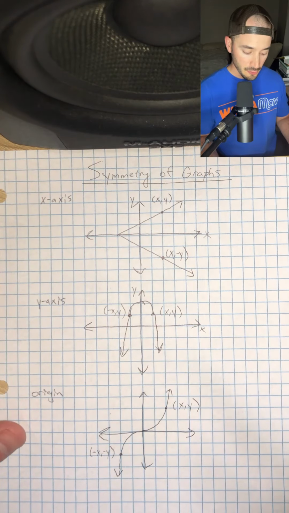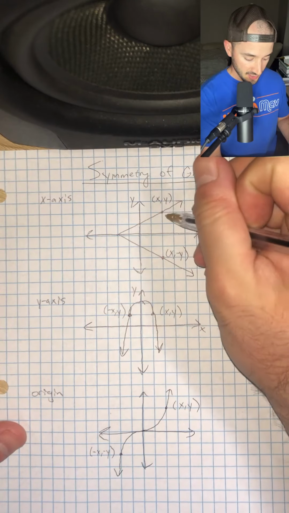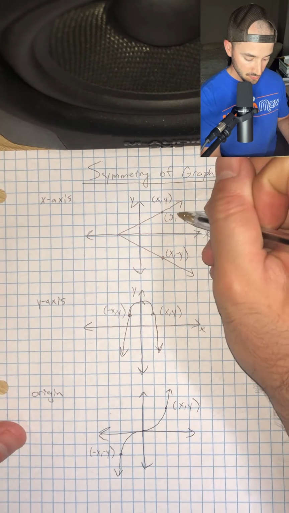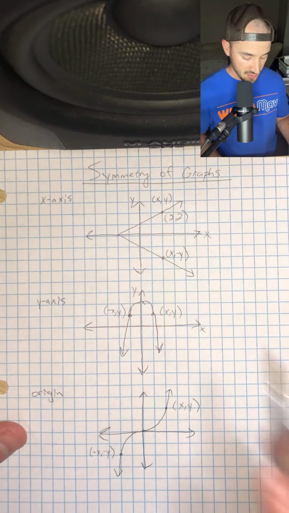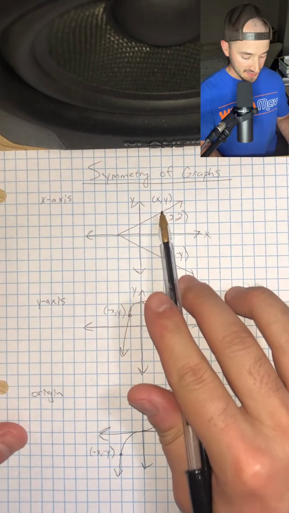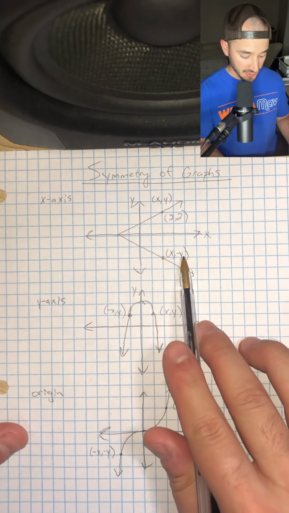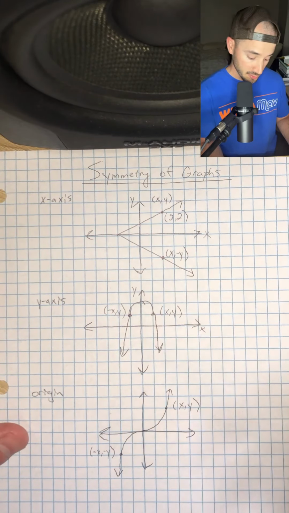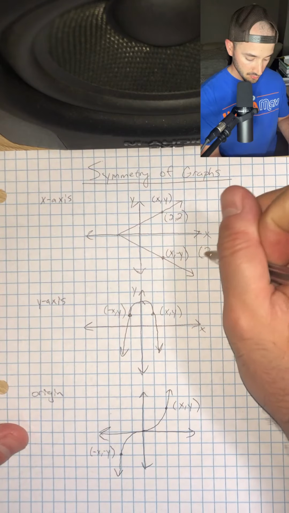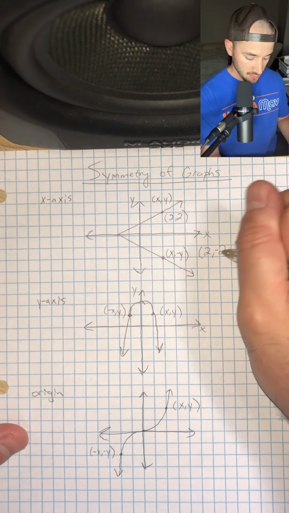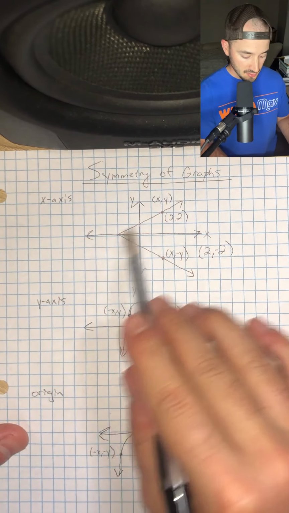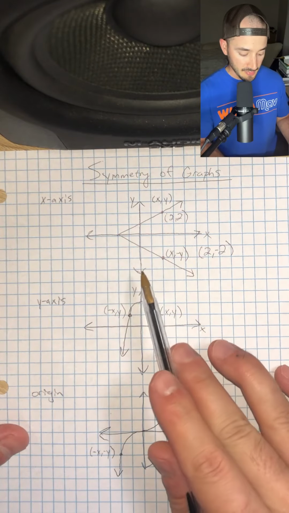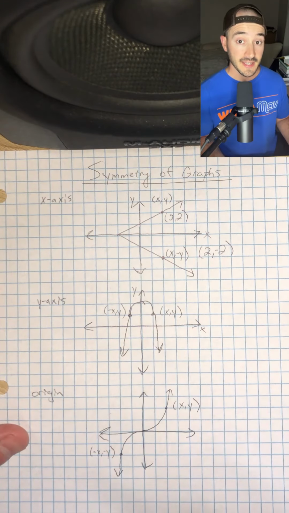graph, okay? So in this example, let's say that this point is (2, 2), okay? We also have to have that same point down here, but with the negative y value, okay, which we do. So this would be positive 2, negative 2, okay? So this graph, this line is symmetrical with respect to the x-axis.